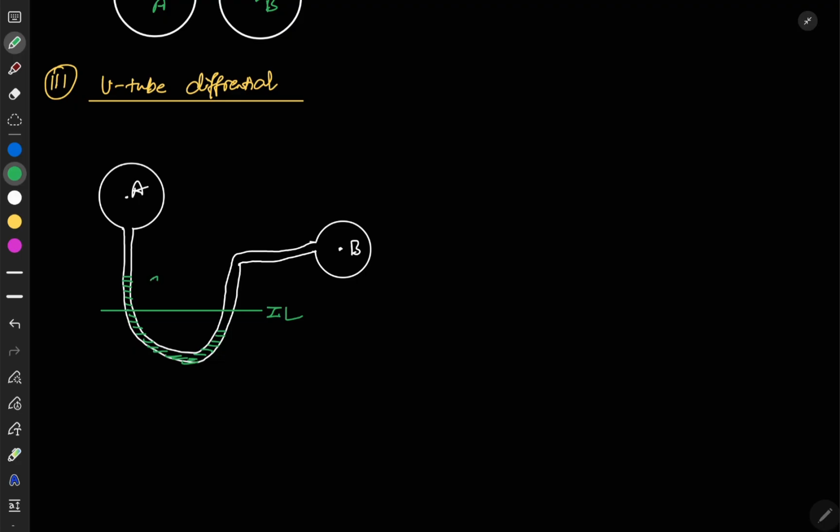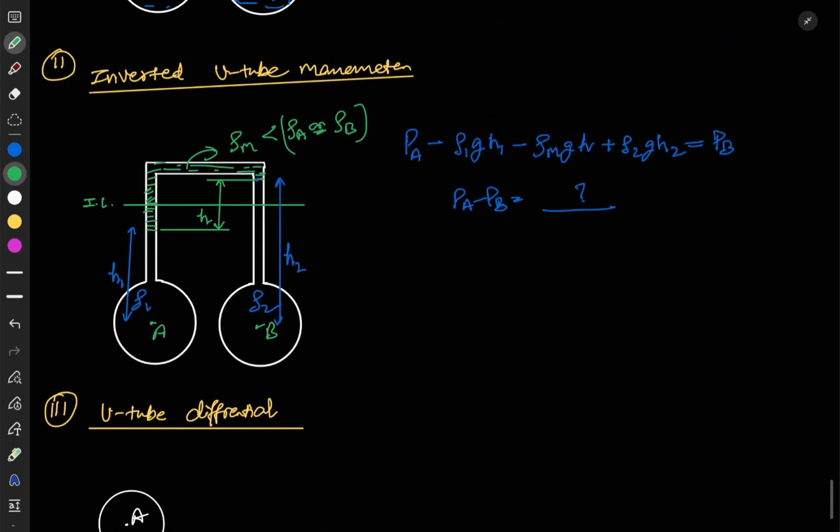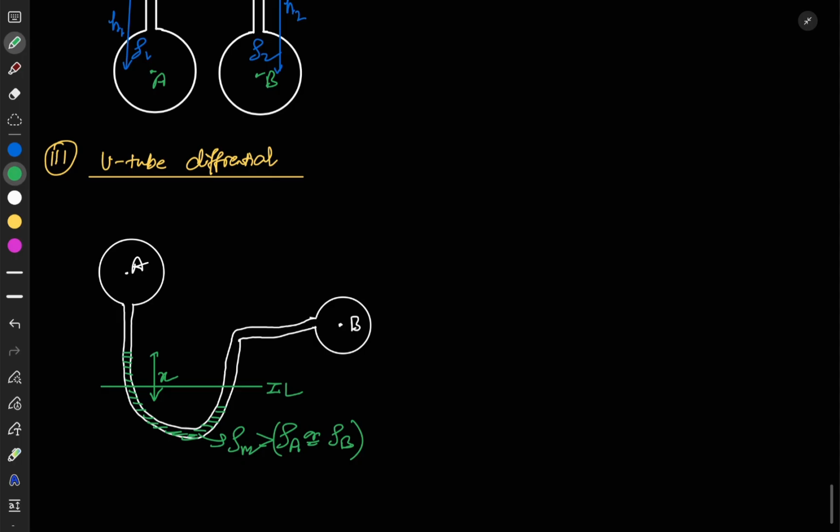Let's say X is the difference in the level. Of course, one more thing, this rho m is greater than your rho a or rho b. We can again apply the manometer equation in the same way as we have used earlier, and I won't be mentioning it here.